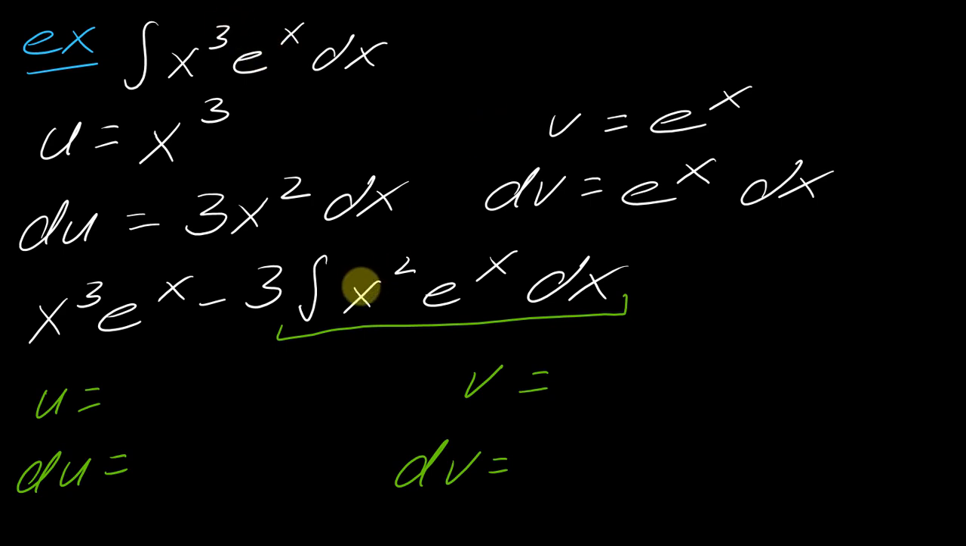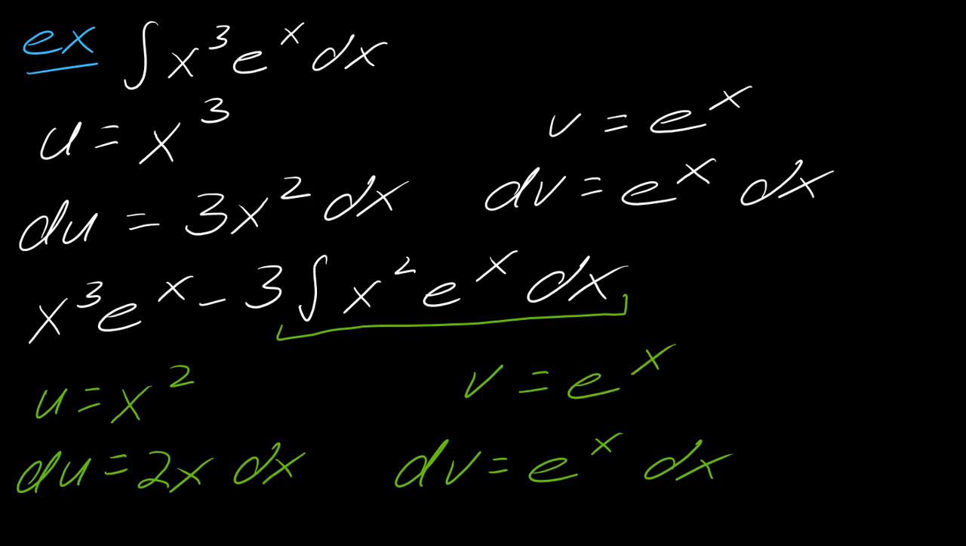So my u will now be x squared, and my dv will still be e to the x dx. Okay, so now if I take the derivative of x squared, this is 2x dx, and my v will be e to the x. Okay, so see how this is making progress, right? I'm getting smaller and smaller powers of x here. This is a very normal thing to have to do with integration by parts, to have to integrate multiple times.